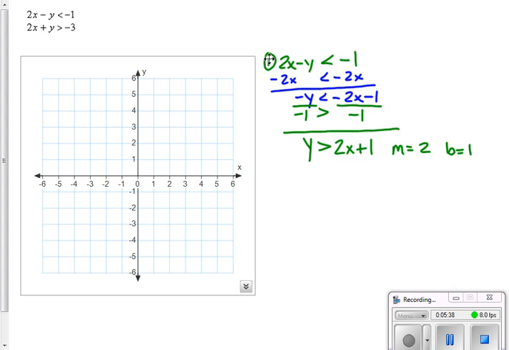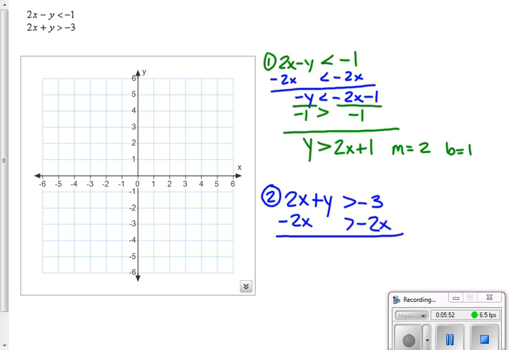Same process for equation 2. Equation 2, you have 2x plus y is greater than negative 3. Get rid of 2x, so I'd subtract 2x from both sides. I have y is greater than negative 2x minus 3. From this equation here, we find out that the slope here is negative 2, and your intercept here is negative 3. So we'll go ahead and graph these here.